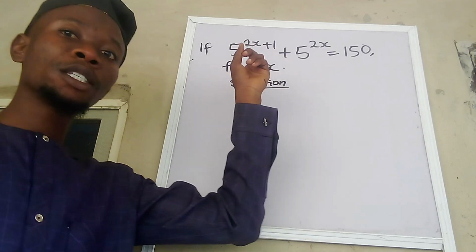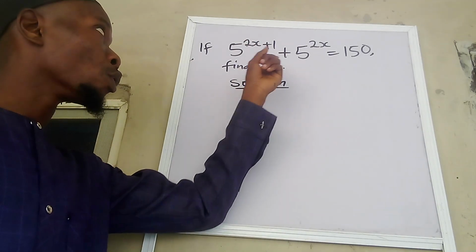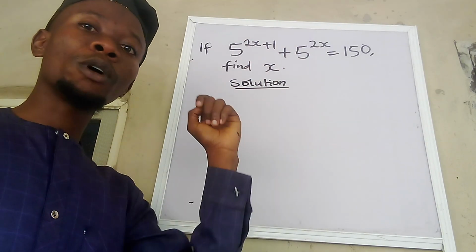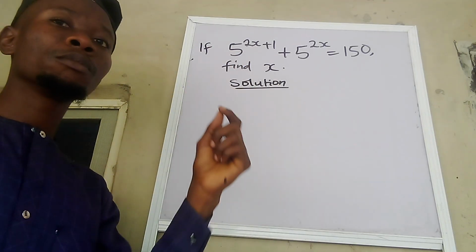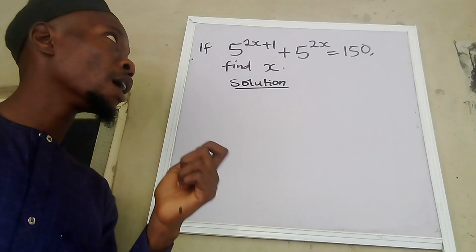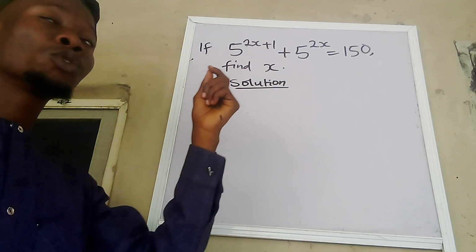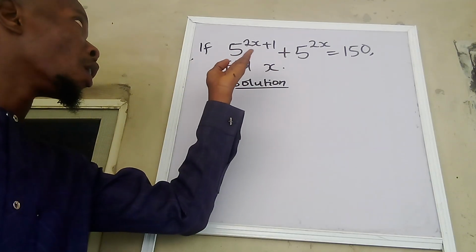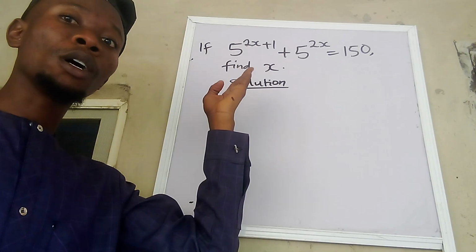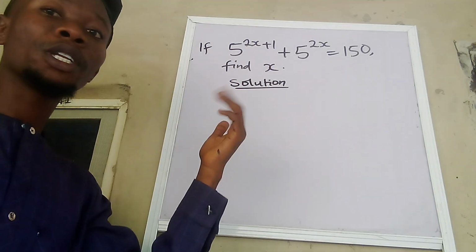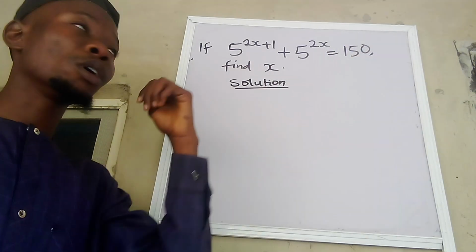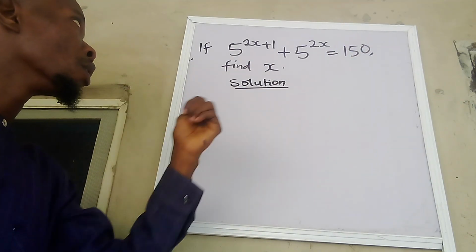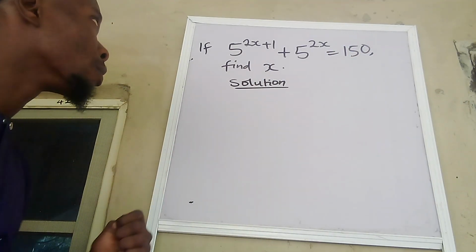5 raised to power 2x plus 1, then plus 5 raised to power 2x is equal to 150. Then find x. So this problem is what we call an exponential equation, where we have some side of the equation that is expressed in an index form, and it is equated to a whole number which is 150. So we are asked to find the value of x.